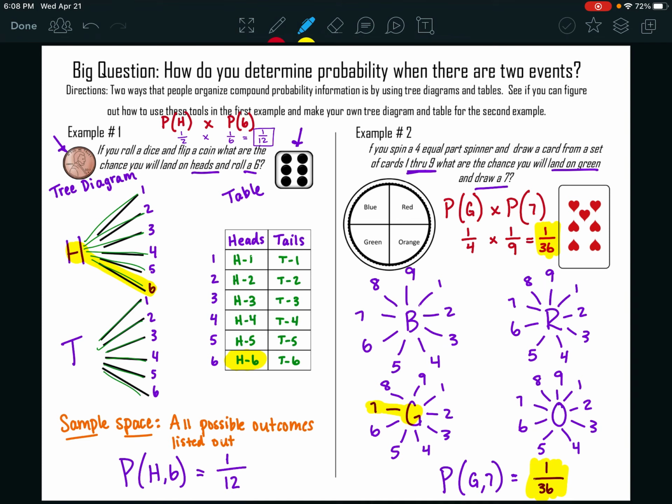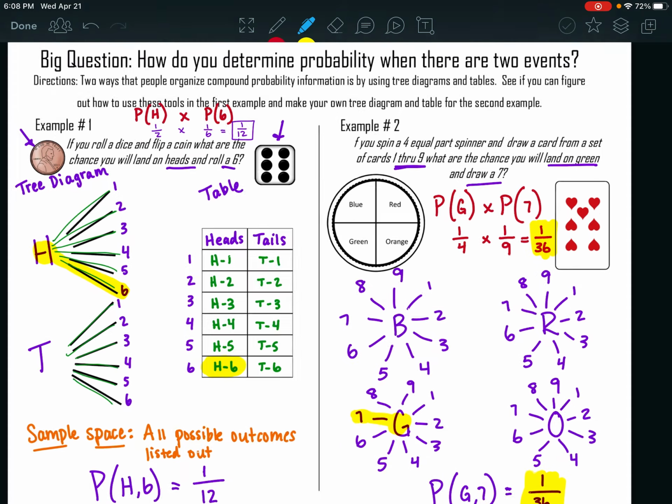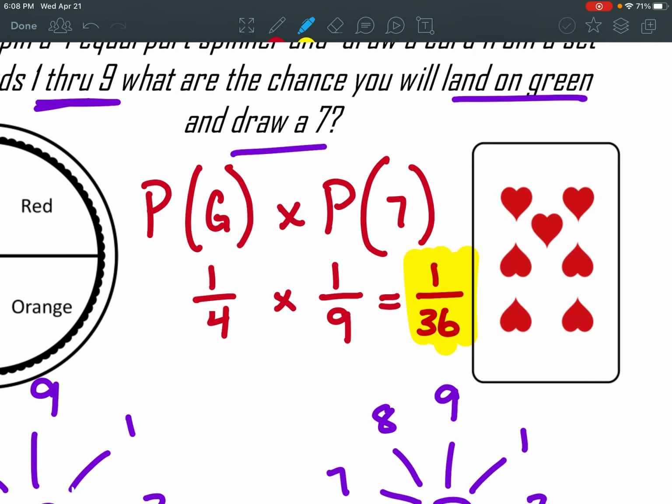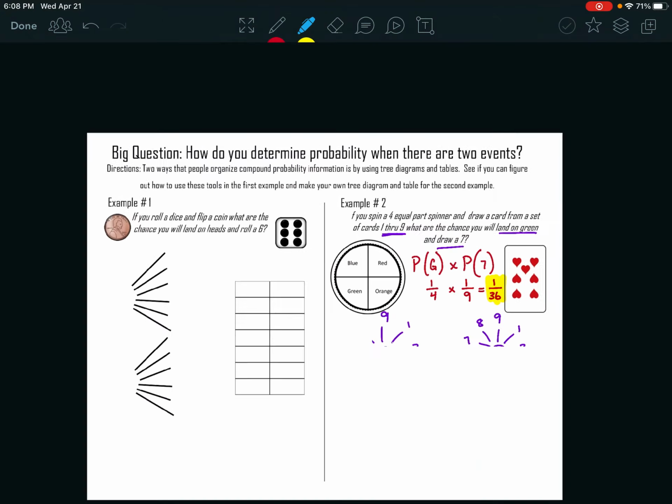Okay, so that is how we use tree diagrams or tables to organize and show the sample space, all possible outcomes in a compound event. And that's also how we find the probability of compound events without a sample space, by just taking the probability of each event and multiplying them together.